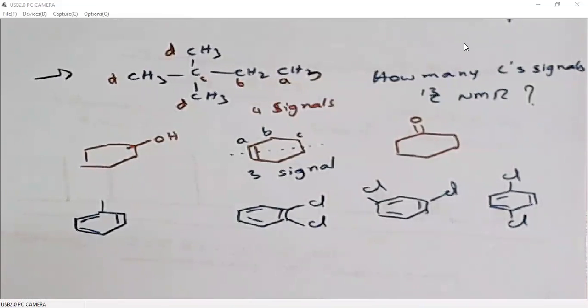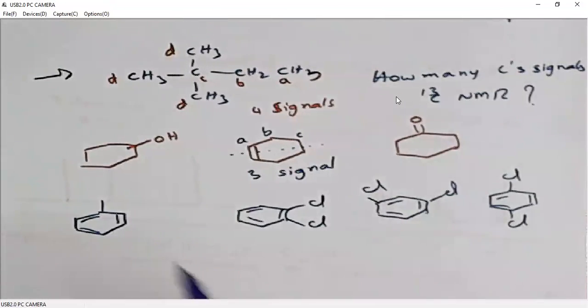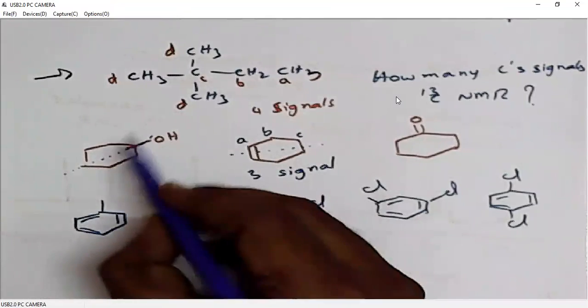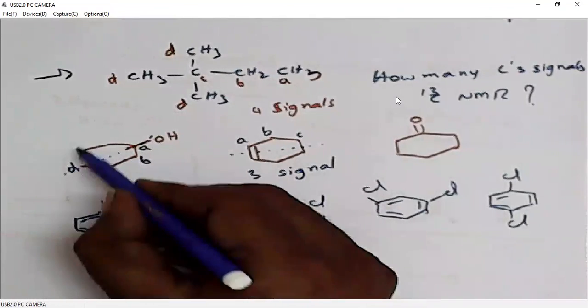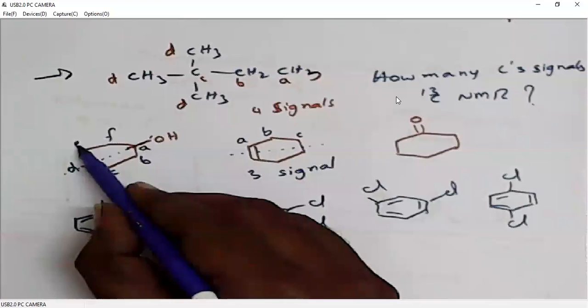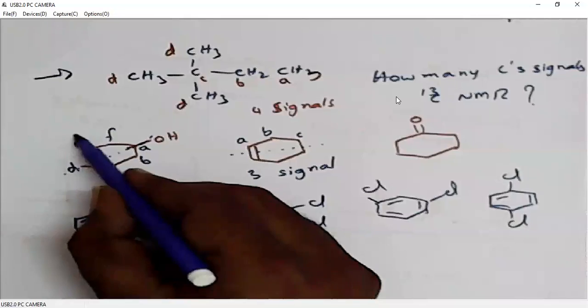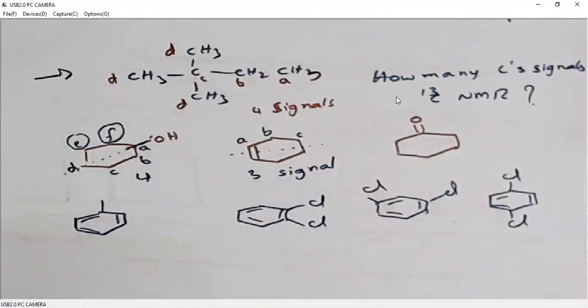So take a moment and try to write the number of signals possible for these compounds. For this compound, it is a symmetrical molecule where we can take the symmetry axis like this. So these 2 will give a signal B, C, D, E, F. Whereas this F and B are symmetric, chemically equivalent. E and C are also chemically equivalent. So we don't get signals for these. So altogether we get 4 carbon-13 signals here.